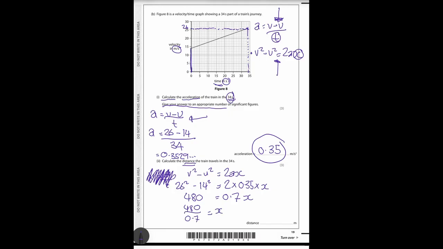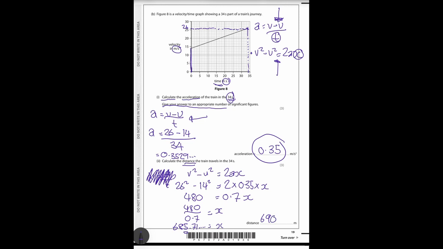I put that in my calculator, and again, I've got to make sure that I'm writing the full answer. So x equals 685.71 dot dot dot, and I'm getting the answer right, and then I'm going to round that to two significant figures. Because that's a 5 here, that will change to a 9. So the distance I'm going to get here is going to be 690.